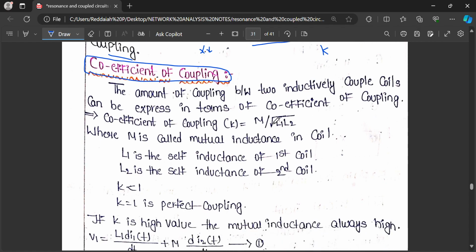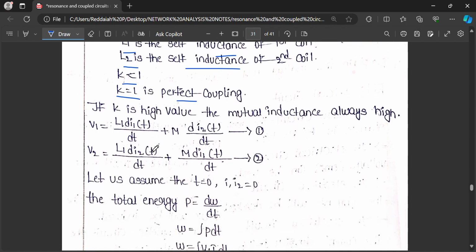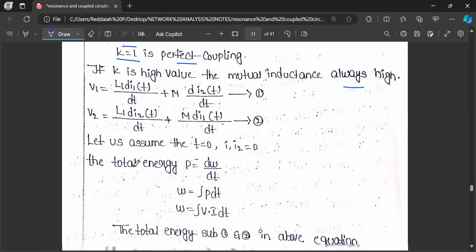When two coils are connected, the amount of coupling between the two inductively coupled coils is expressed by K equal to M divided by the square root of L1 L2. Mutual inductance is when current flowing in one coil produces an effect in another coil. L1 is the self-inductance of one coil, L2 is the self-inductance of the other coil. If K is less than 1, the coupling is not perfect. K equal to 1 is perfect coupling. K maximum value is only 1. If K is a high value, mutual inductance is always high. If K is a low value, mutual inductance is always low.